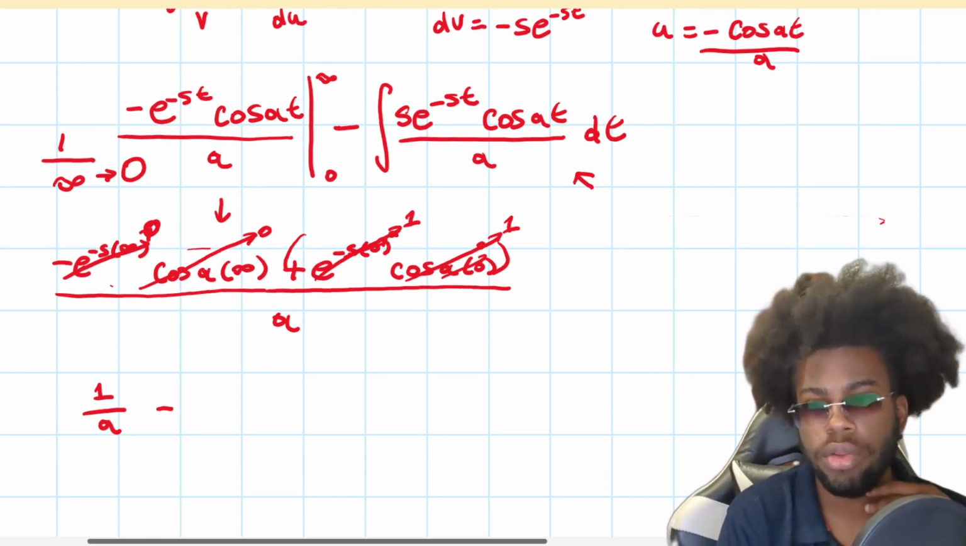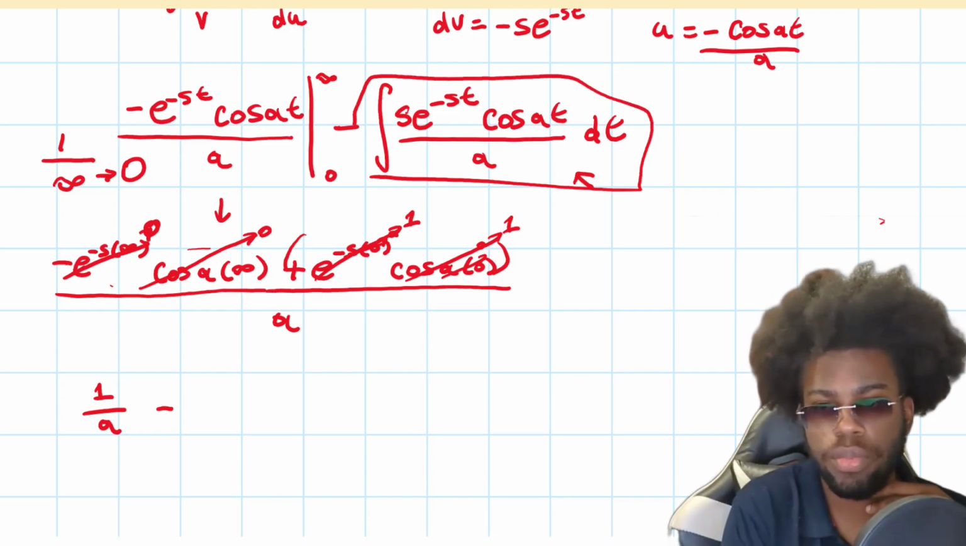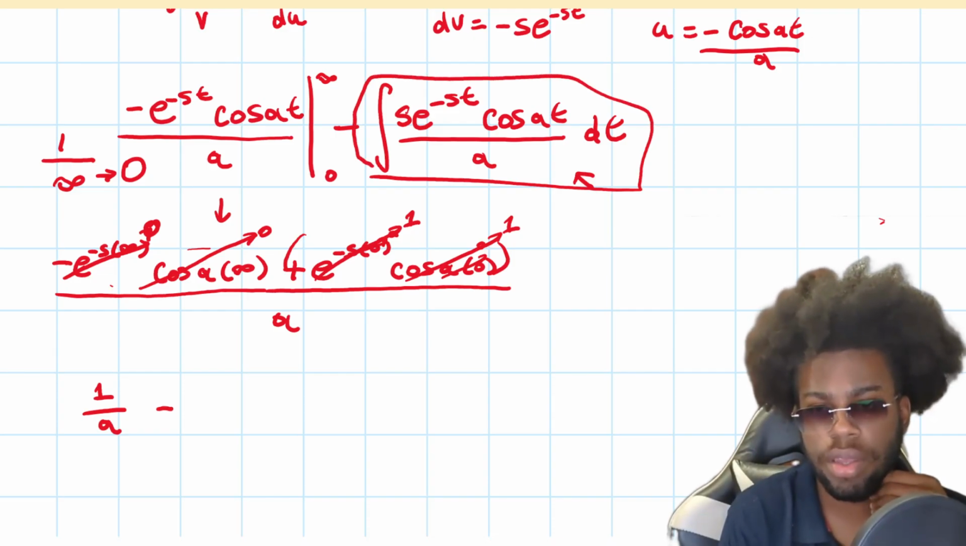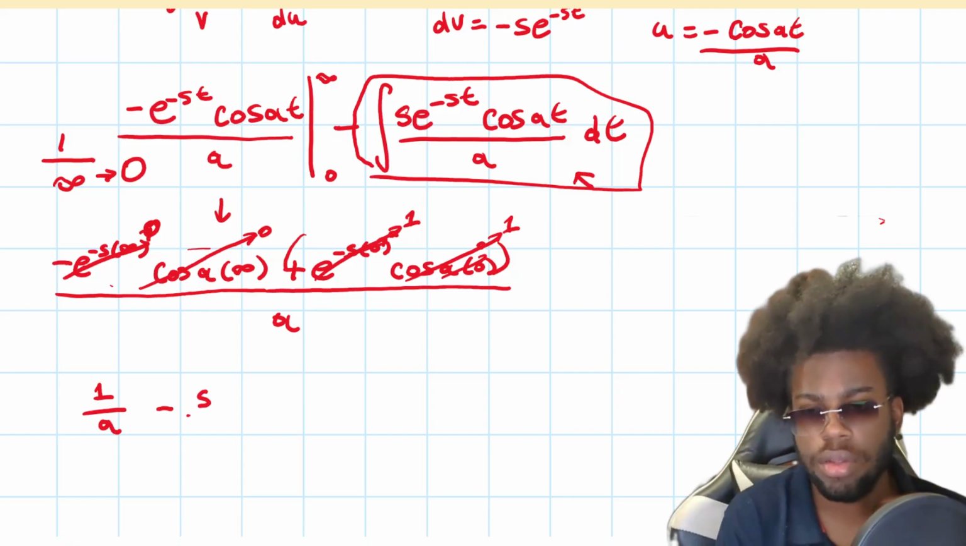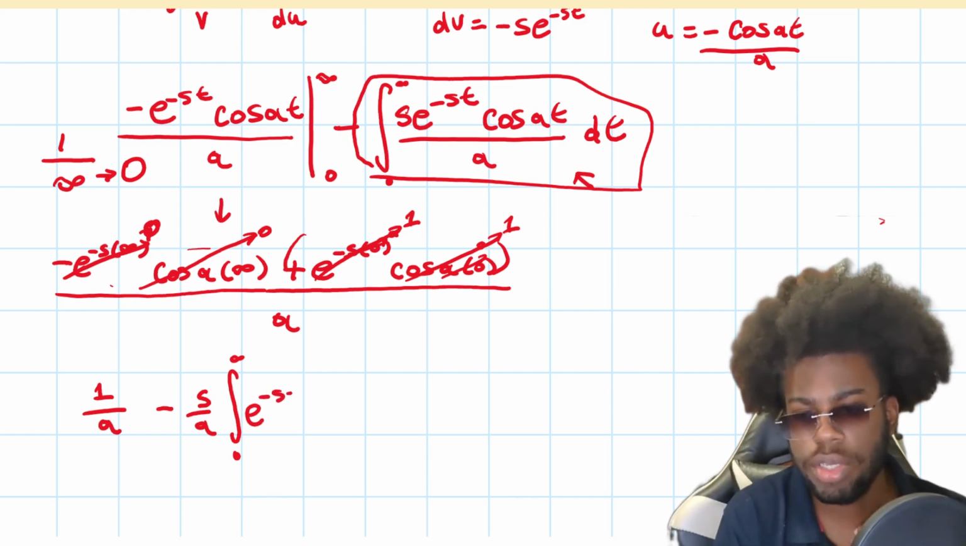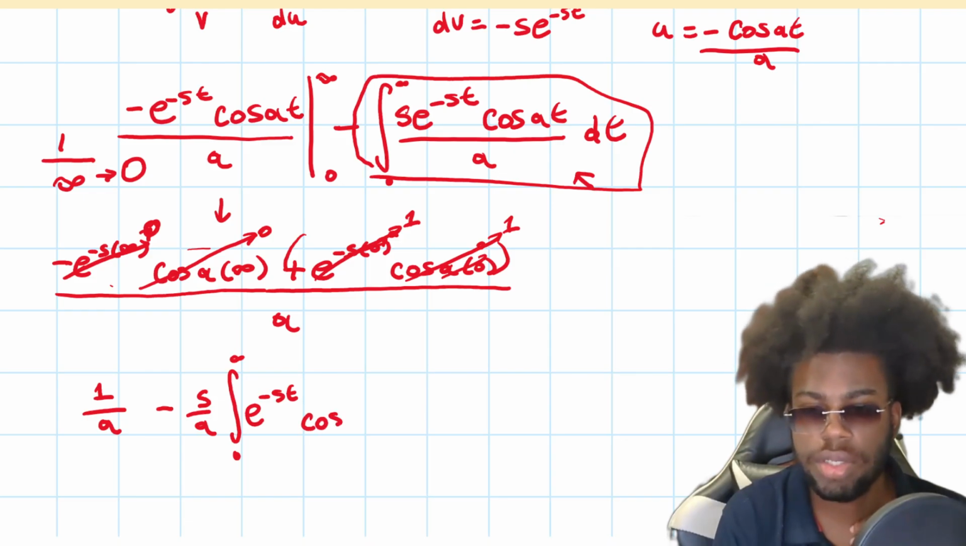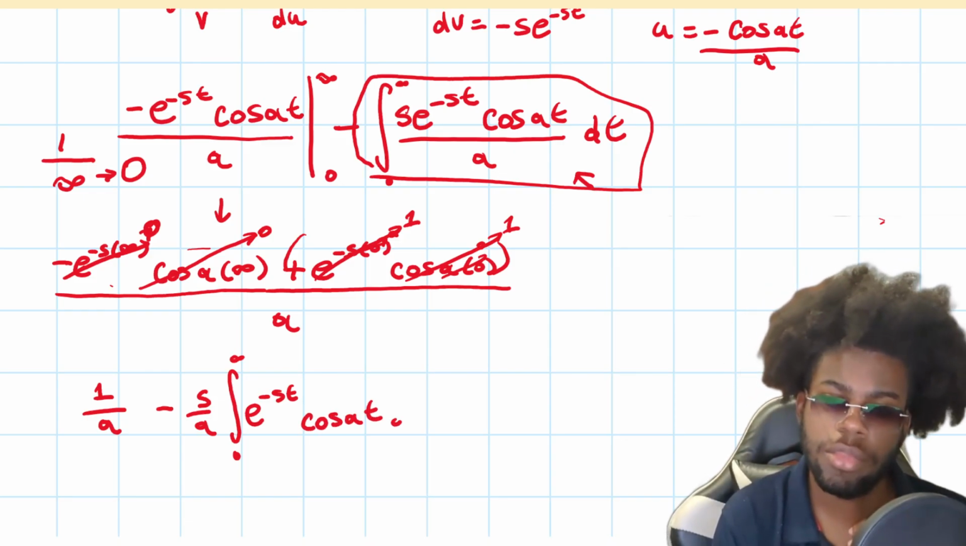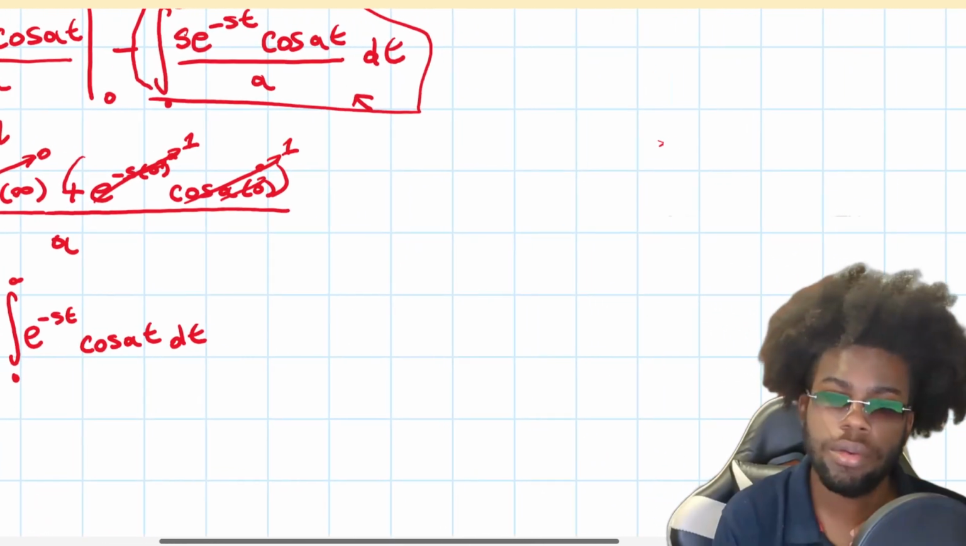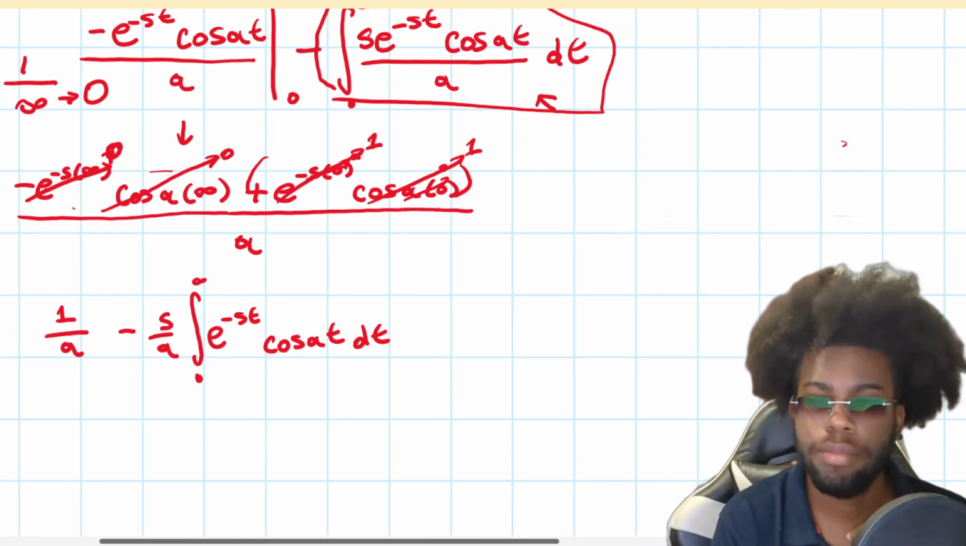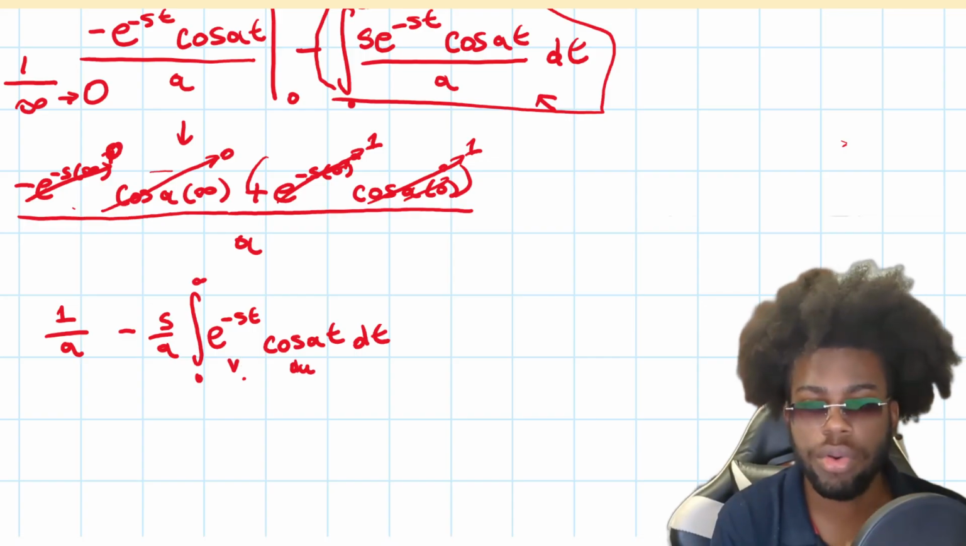What we can go ahead and do with this integral is just pull out this s over a to the outside, so we can rewrite the integral, putting back our limits, as just e to the minus st cos at. This is starting to look familiar, right? So let's go again, making e to the minus st our v and cos at our du.